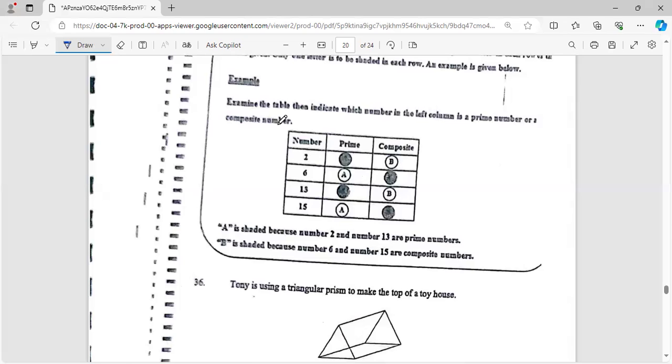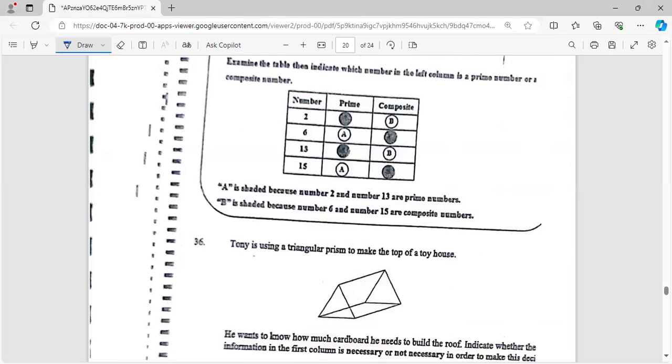All right, they say examine the table, then indicate which number on the left column is a prime or a composite number. And then they give you 2. So they say 2 is a prime number, so they circle prime. Go down to the next one, 6. 6 is a composite number, so they circle composite. 15 or 13. 13 is a prime, they circle the prime, while 15 is a composite, they circle the composite. So I'm going to go down to this one.